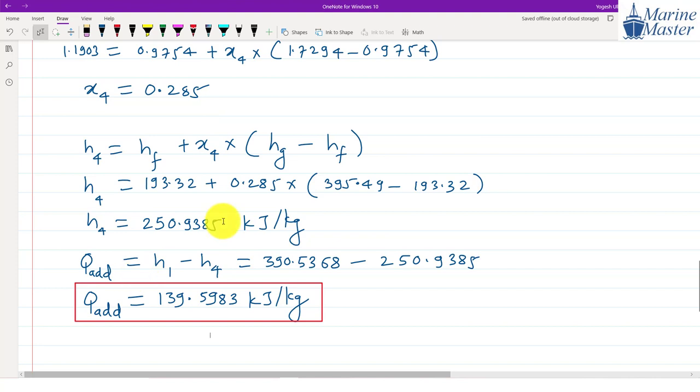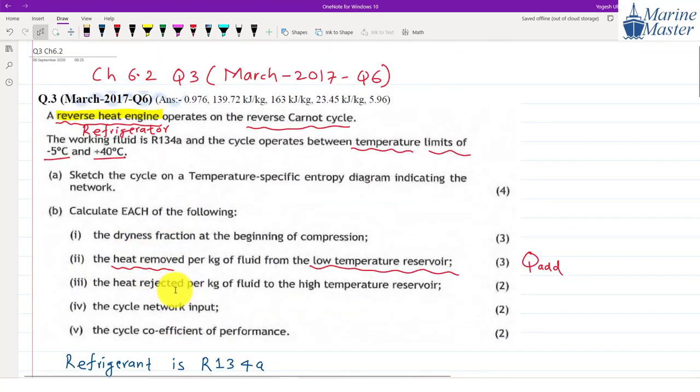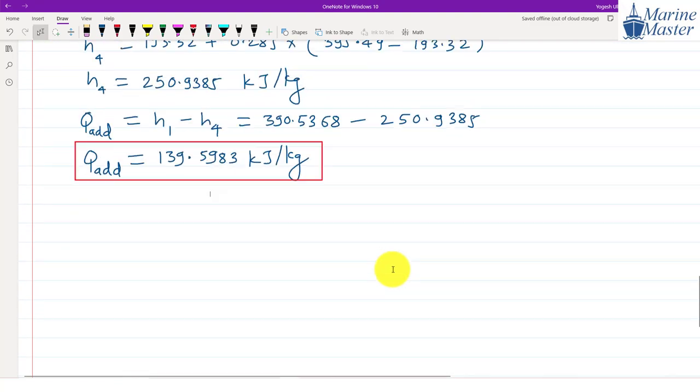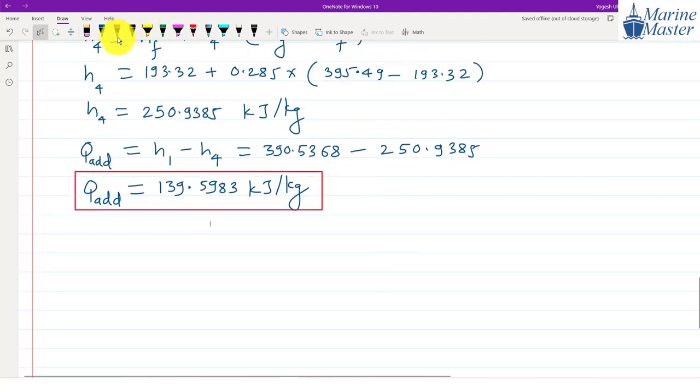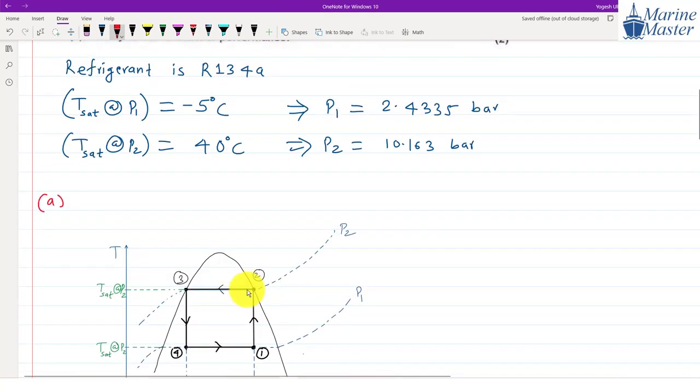So now we got the heat addition. Now what they are asking us in this third part, guys, is the heat rejected per kg of fluid to the high temperature reservoir. That is the Q rejection. In this third part, our target is to find out Q rejection. Where is heat rejection going to take place? 2 to 3.